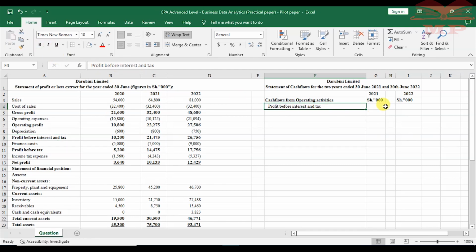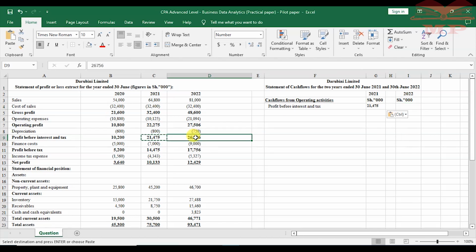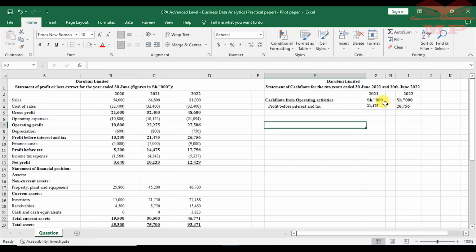I'll not make it bold. So profit before interest and tax, in this particular case, for 2021 is that. Then we also have profit before interest and tax for 2022, which is this. So Control V there. So that is profit before interest and tax.